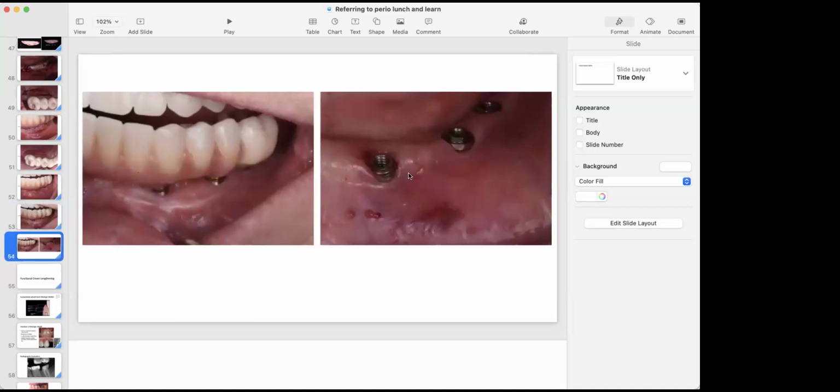So I flipped it on this one apparently. So this is the before on the right, and this is the after on the left.